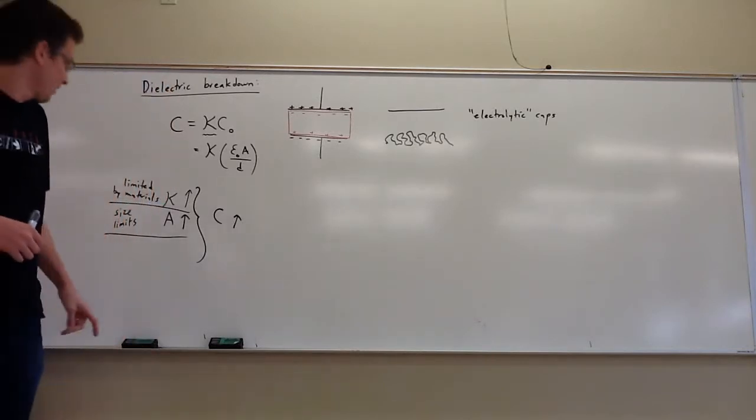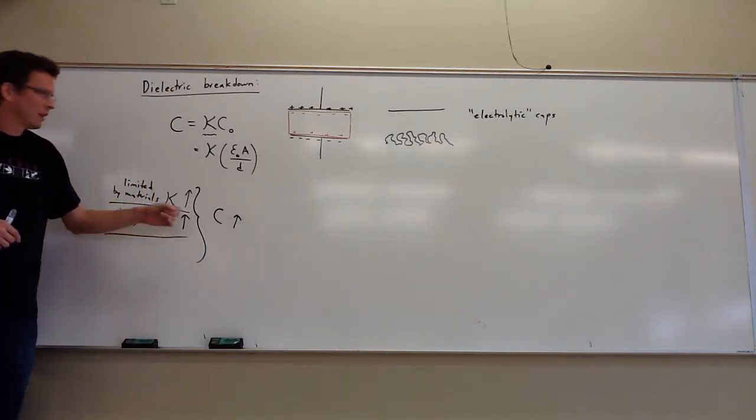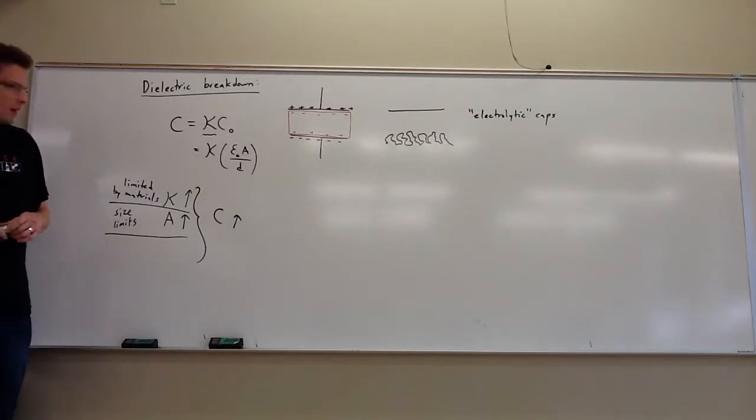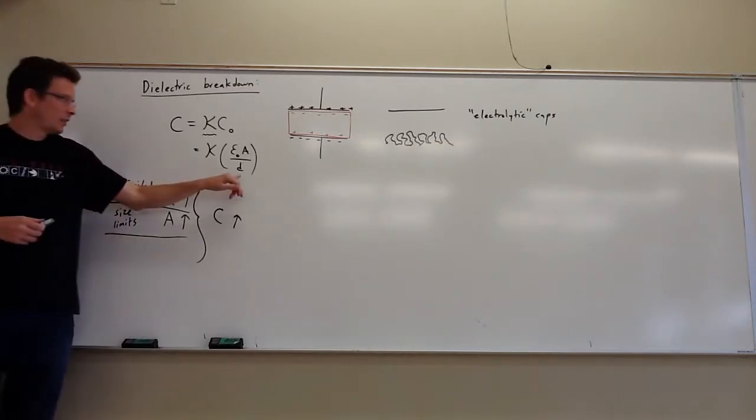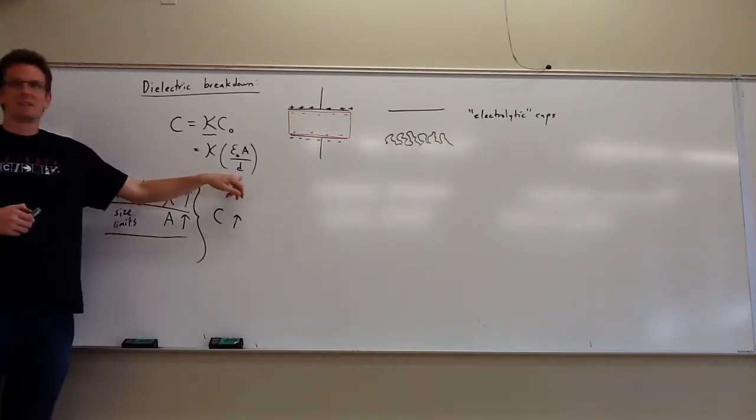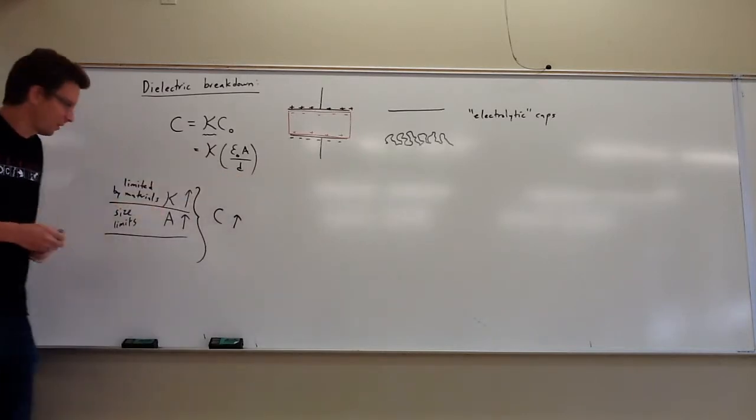There's something you can do with area. Let's take a look at the final factor. Actually, are there any questions before I do that? Okay, so let's take a look at D. What should we do with the plate separation D to make the capacitor better? Decrease it.